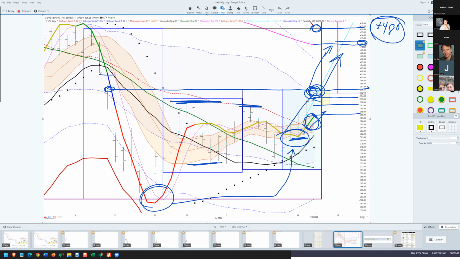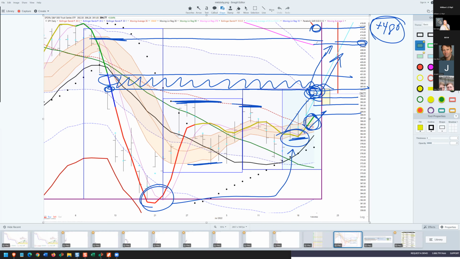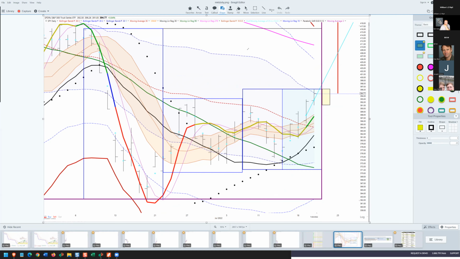And that means that this little gap region, there's no resistance in there, really, until we get up into here, around fair value. So this could be a fast move. Not going to be surprised if that happens. The downside, always easy to see.